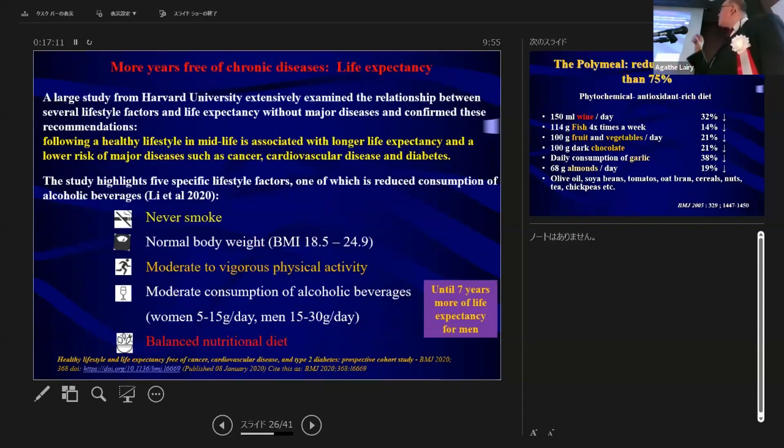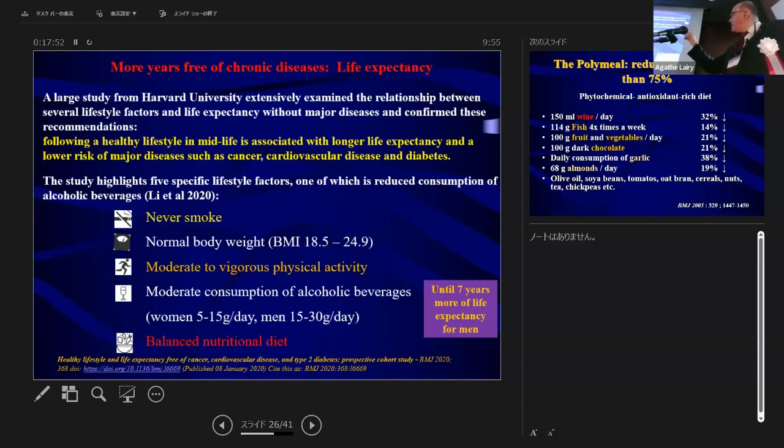The last part concerns life expectancy. I want to show you just a few slides concerning a large study from Harvard University that looked at lifestyle factors and life expectancy. That's very interesting. A lot of people can live without major disease, and it confirms some recommendations. Following a healthy lifestyle in midlife is associated with longer life expectancy and a lower risk of major diseases like cancer, cardiovascular disease, and diabetes.